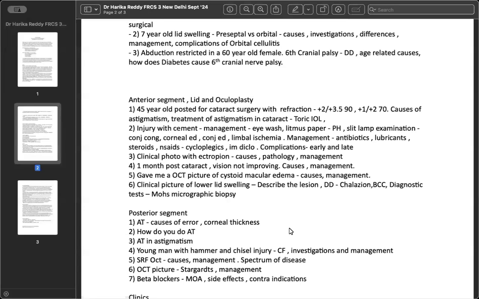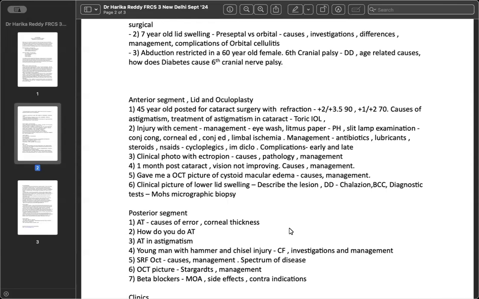Then he was like, okay, so how would you treat astigmatism? If it is because of pterygium, then you remove the pterygium, wait for a month, and in most of the cases, it will reduce. If it is just because of a normal corneal astigmatism, then you can implant a toric IOL.